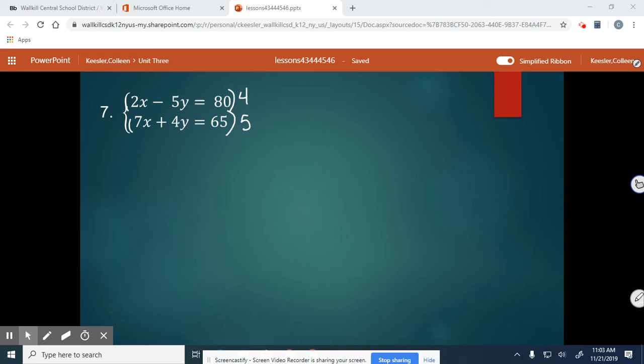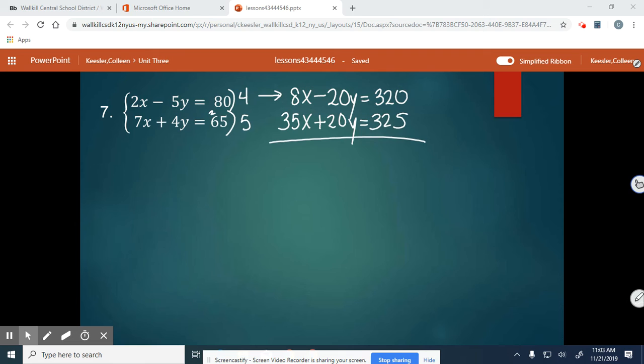So distributing those numbers, we get 4 times 2x is 8x. 4 times 5 is that negative 20y equals 4 times 80, which is 320, because 8 times 4 is 32. Then on the bottom, 5 times 7 is 35x. 5 times 4 is plus 20y equals 5 times 65. So 5 times 5 is 25. Carry the 2. 5 times 6 is 30 plus 2 more is 32. So it's 325. Now we can add vertically.